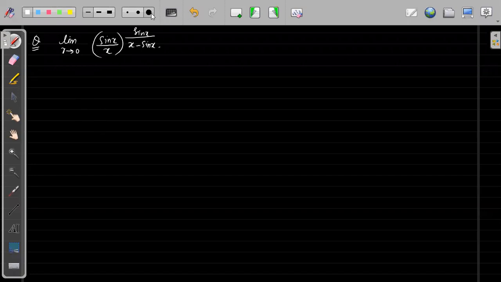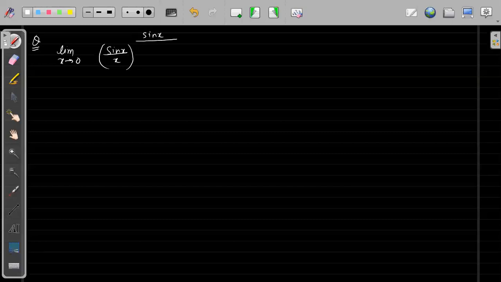So I will write it properly. Limit of x tending to 0, (sin x by x) to the power sin x upon x minus sin x. Okay, solve this.